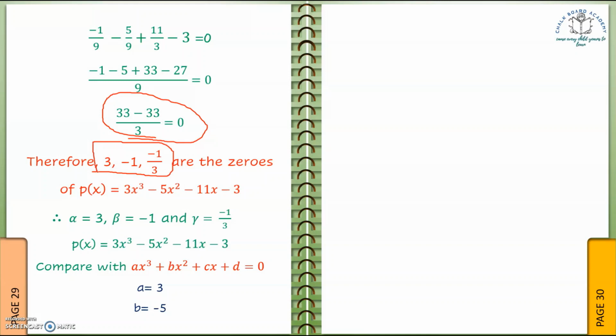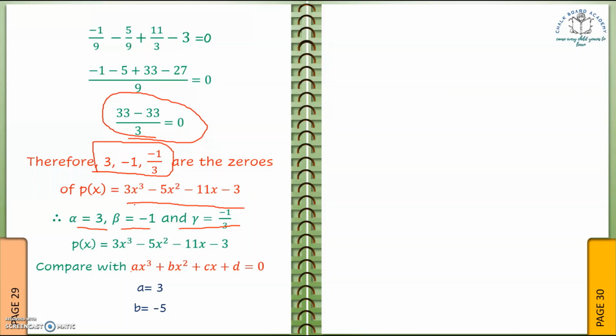So these three are the zeros of this polynomial px, that is 3x cube minus 5x square minus 11x minus 3. Now we have alpha, we have beta, and we have gamma. What we have to do now, we have to verify the relationship. And to verify the relationship, we have to first find out a, b, c, and d.